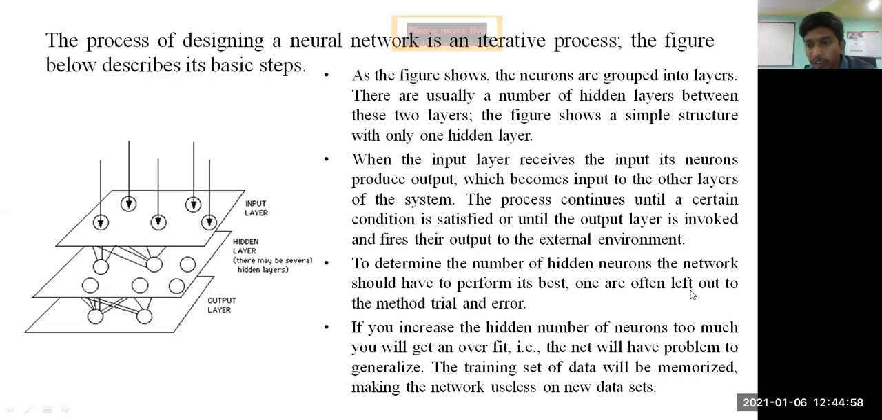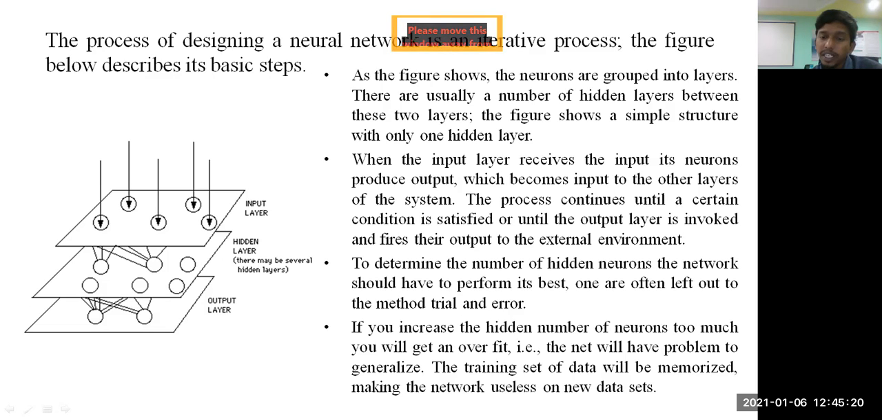One often-left-out method is trial and error. Because you have a key challenge, you need to go through a number of trial and error methods and choose one, whether you need one hidden layer or more than one hidden layer. That is one of the key issues in designing your ANN.